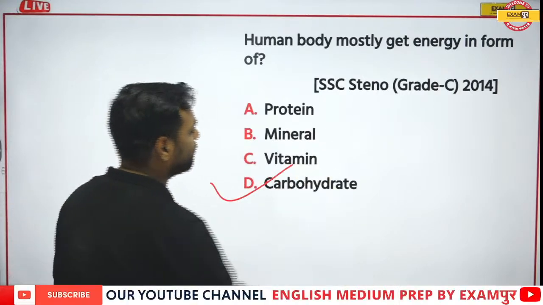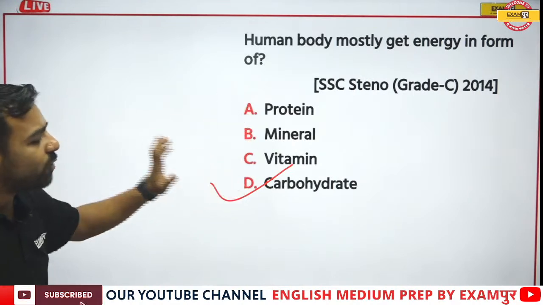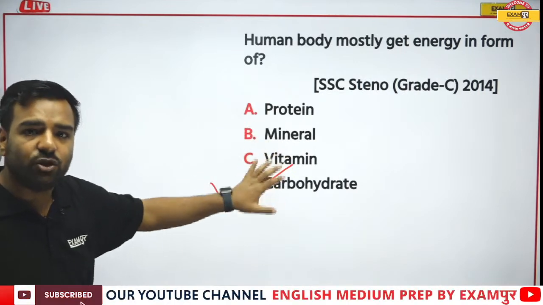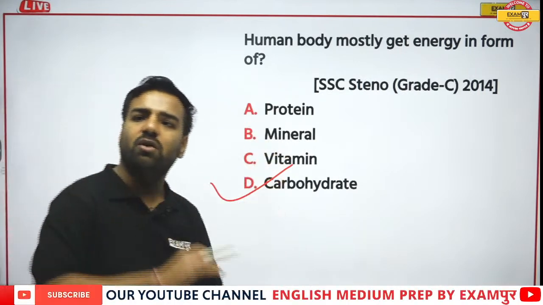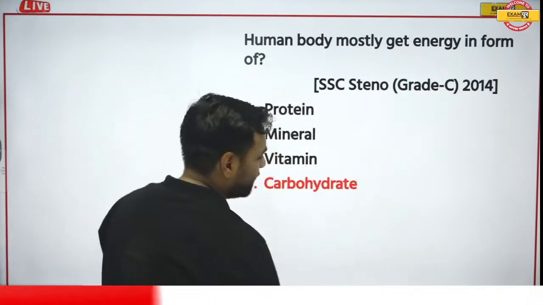The correct answer is carbohydrate. No doubt, protein is also going to give you energy, but carbohydrate gives you instant energy, and mostly the energy is obtained from carbohydrate. So Trilok Rawat, HR, you all are correct. Awesome. So here carbohydrate is the correct answer.